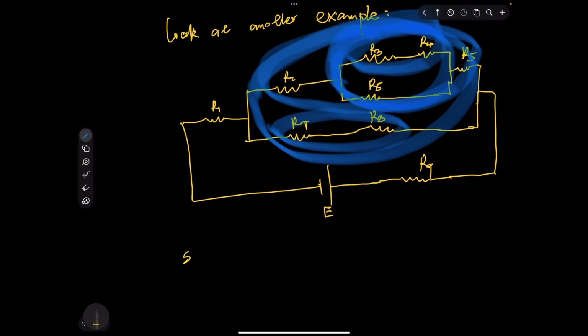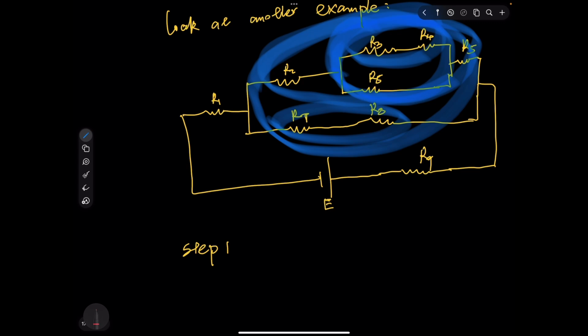So step 1, we can do the resistance for R3 and R4 because they're in series. Let's name it RA equal R3 plus R4.